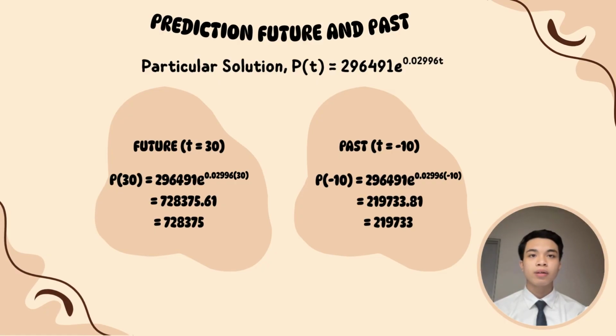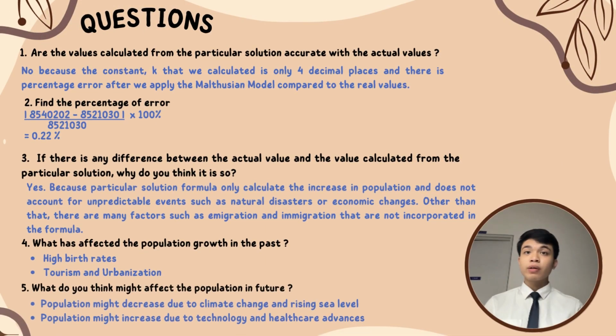Prediction of future and past. We already have the particular solution, which is P(t) equals 296,491 times e to the power of 0.02996t. For the future, we take t as 30, then substitute back into the particular solution. We will get 728,375. For the past, we take t as negative 10, then substitute back into the particular solution. We will get 297,738.